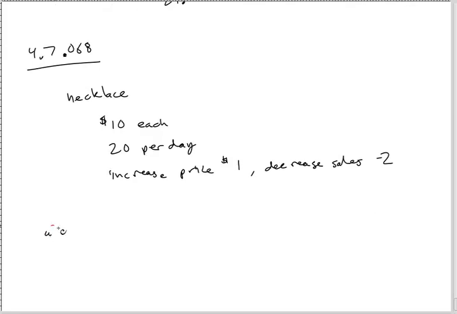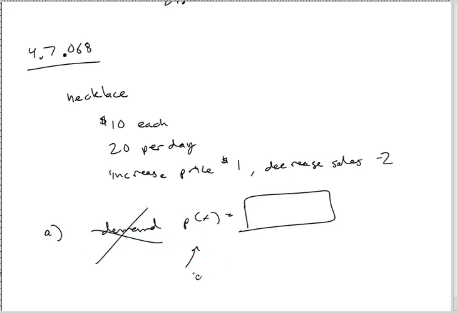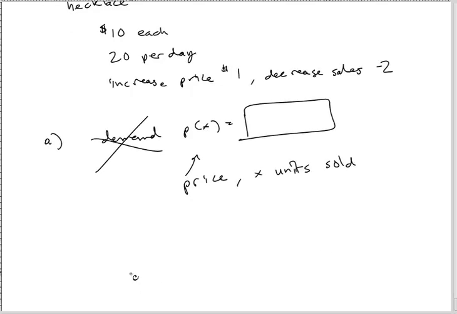And part A says, find the demand function. P of x is equal to what? Well, we're just going to call that price, because that's exactly what they're looking for. It's price, with x as your units sold. All right, how do we do this thing? Well, we have a point, and remember that x is units sold. X is my independent variable, and so the units sold would be 20 because I had them at $10.